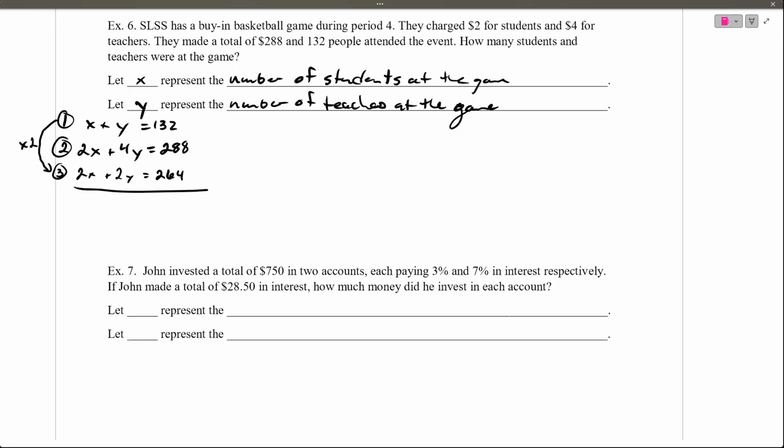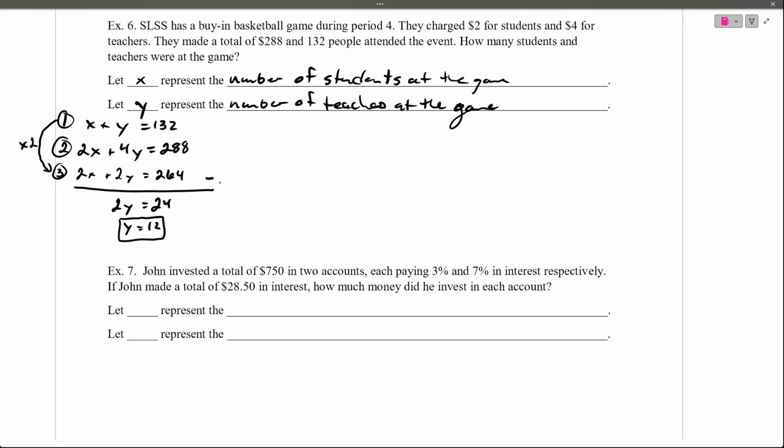Now we're going to subtract these. Why are we subtracting? Because we have the same coefficient and the same sign. 2x minus 2x, gone. 4y minus 2y, that is 2y. And 288 minus 264, that is 24. I had to check my math there. And of course, when we divide both sides by 2, we end up with y is equal to 12. That's just coincidentally the same as last time. Don't get used to it.